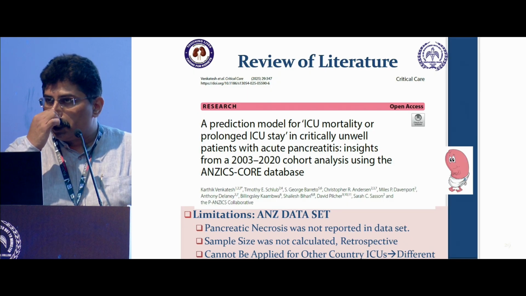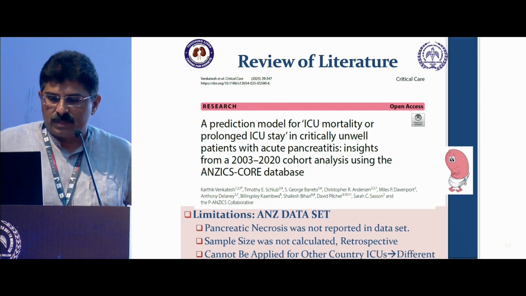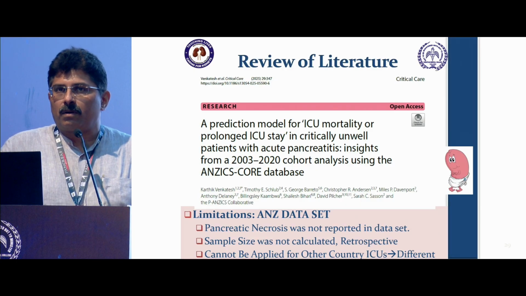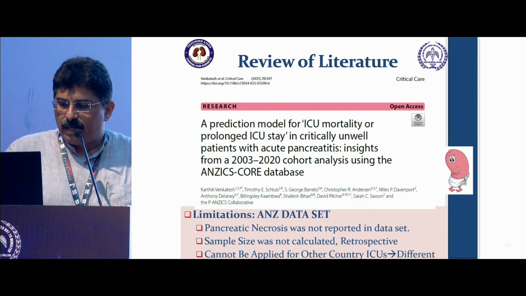This was actually done in the Australian, New Zealand data in the ICUs. So the sample size was not calculated. Unfortunately, the paper did not report on the incidence of pancreatic necrosis in the data set.